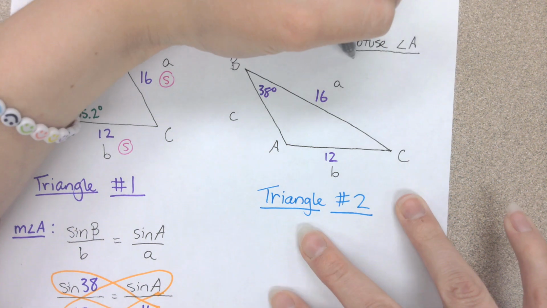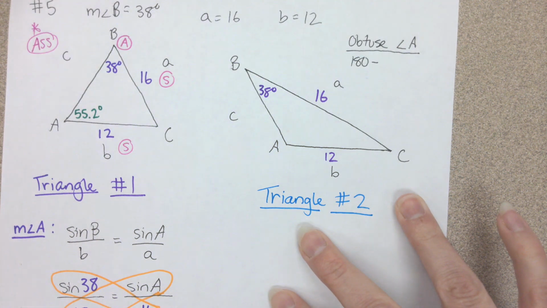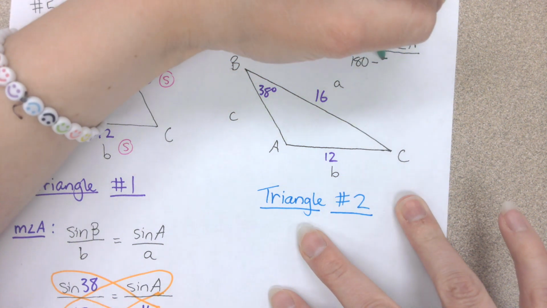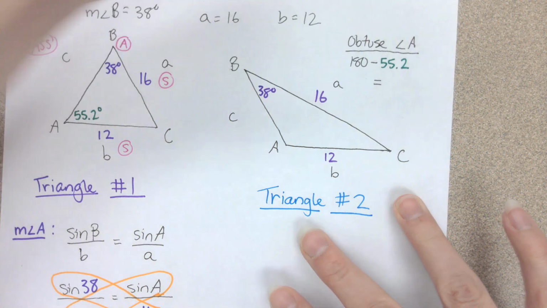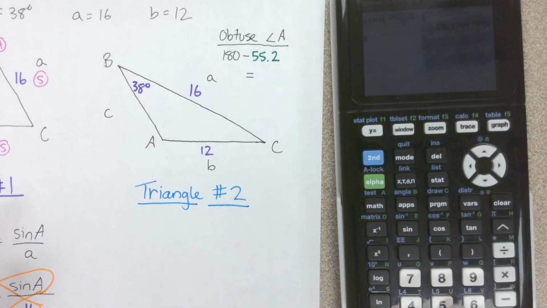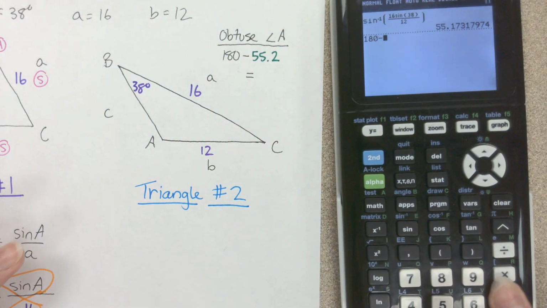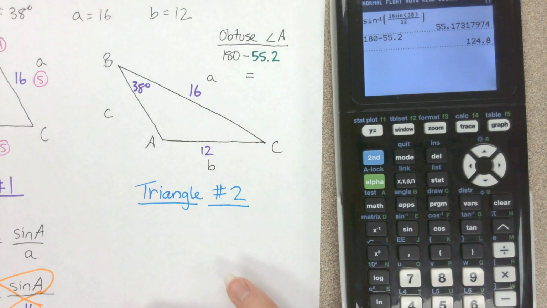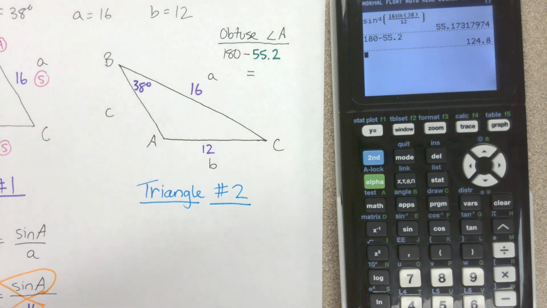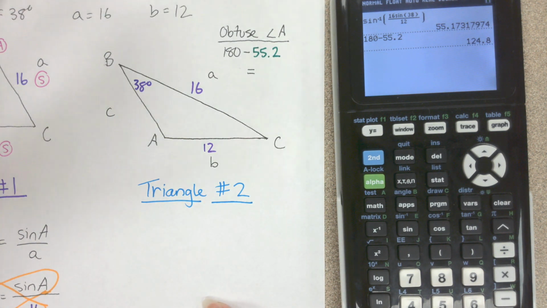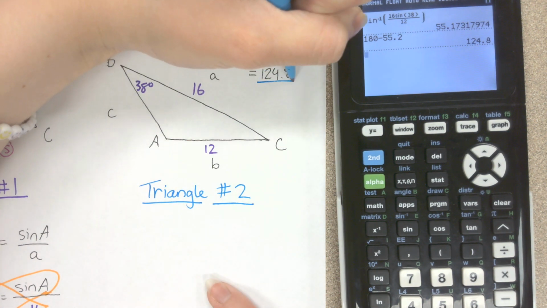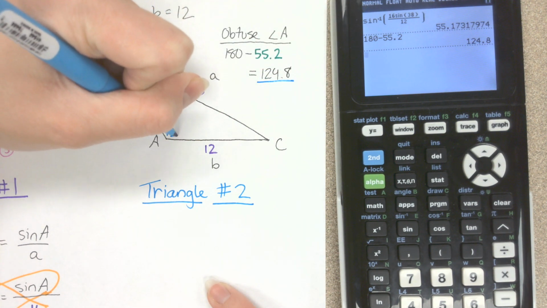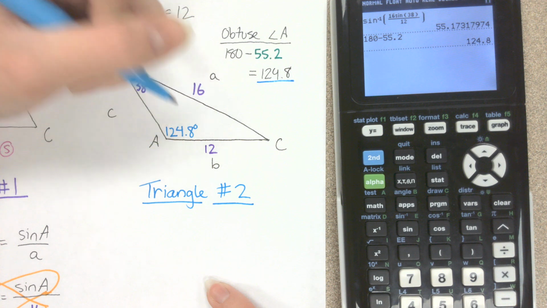And so we do 180 minus the original angle A that we got, 55.2. It's 124.8. Got markers everywhere. So this is the other option for angle A.